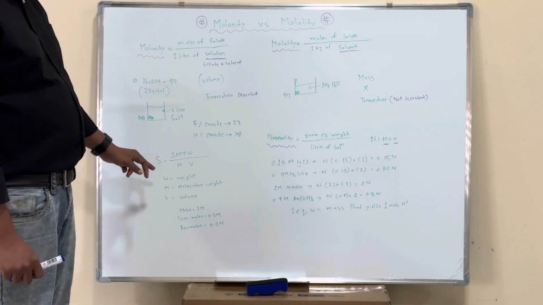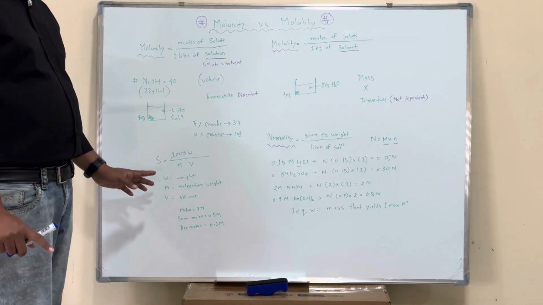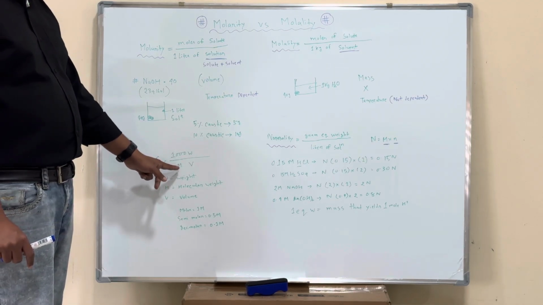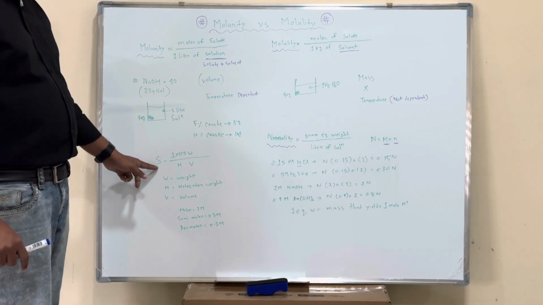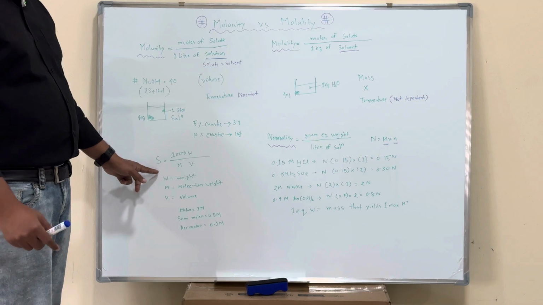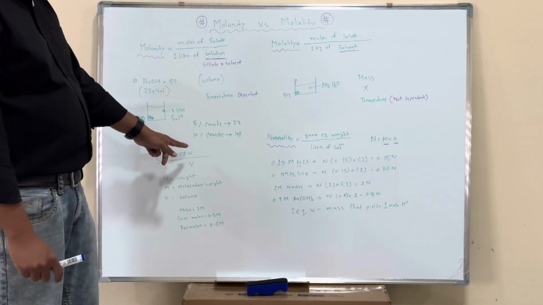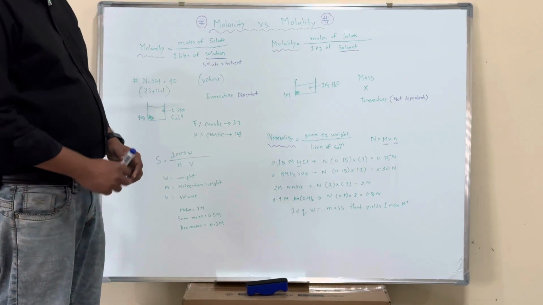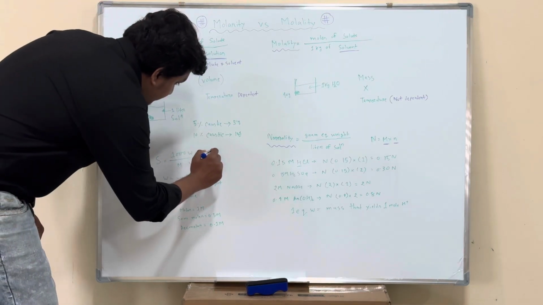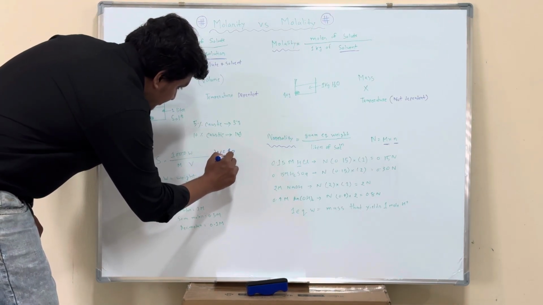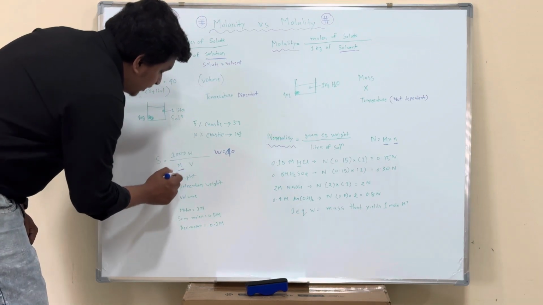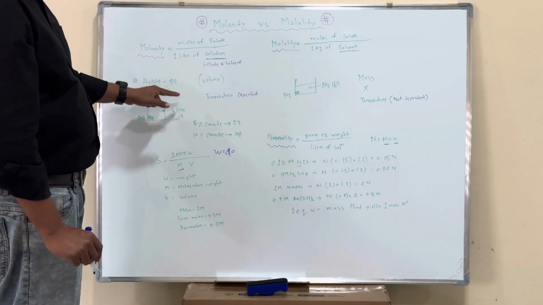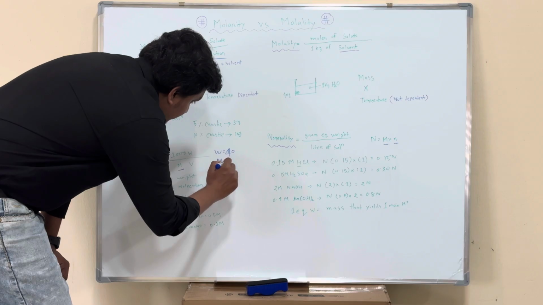Okay, and there is an important formula for calculating this concentration, like S equals 1000 into W divided by MV. S means the concentration, the molarity, how much molar you will get, and W means the weight. For example, I say 40 gram, so W equals 40 gram. Then M means molecular weight. The molecular weight of sodium hydroxide is 40. That means M is 40.